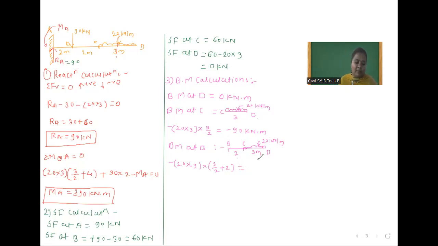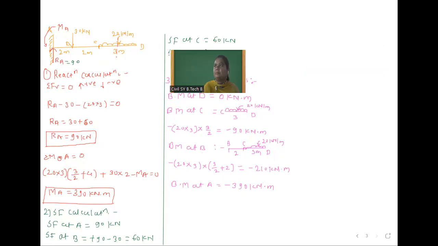So you calculate and tell me bending moment at B, which is equal to minus 210 kilonewton meter. And last, bending moment at A, which is equal to, already we have calculated 390, but this is going downward, so minus 390 kilonewton meter. So these are the bending moment calculations. Now we will draw shear force and bending moment diagram.